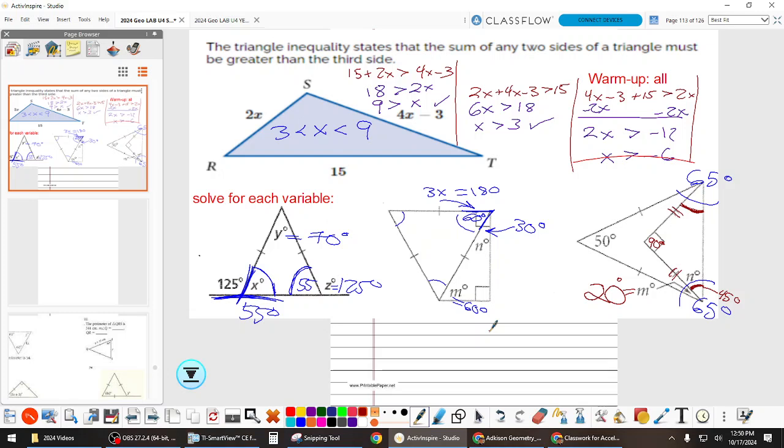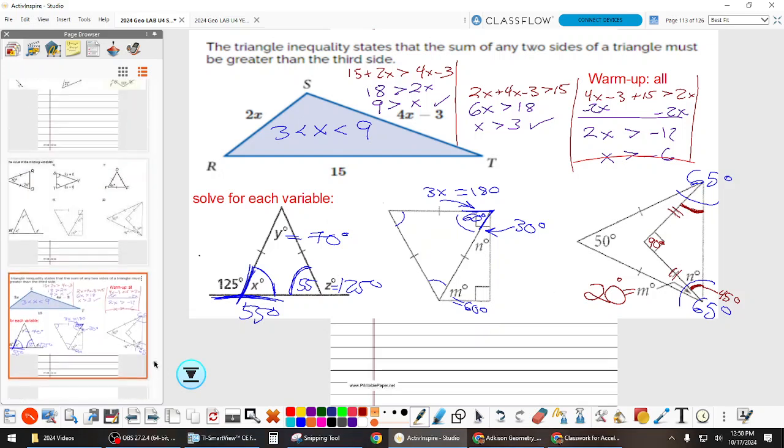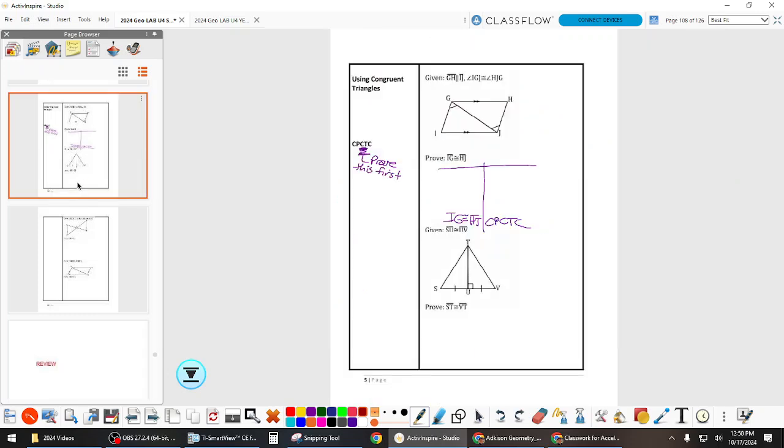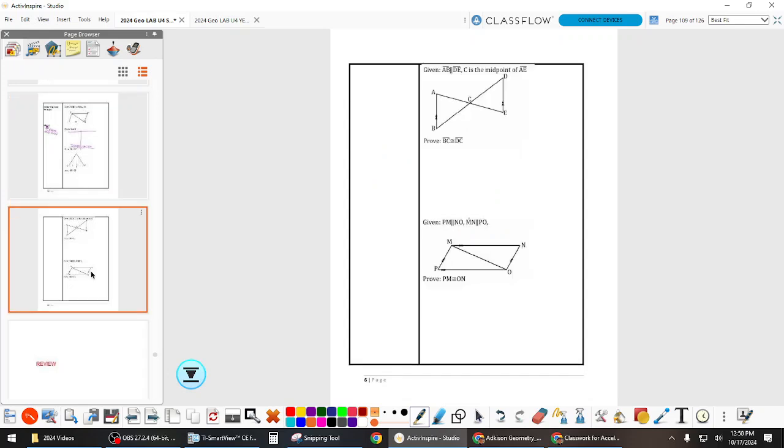Okay. Any questions on pages 3 and 4? So these proofs? I'm saying 3 and 4. It says 5 and 6 on the page, but the CPCTC proofs that look like this. Any questions on those? Okay. How about these two? That says page 6 in your packet. Please ask.